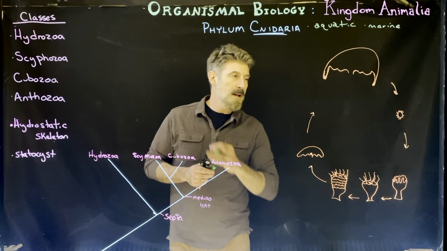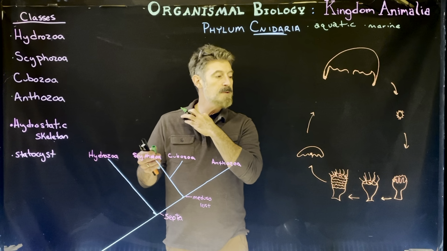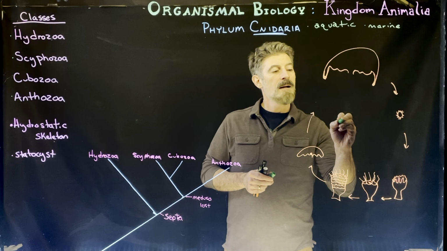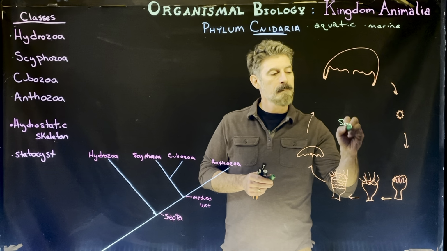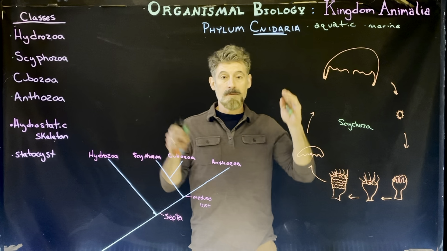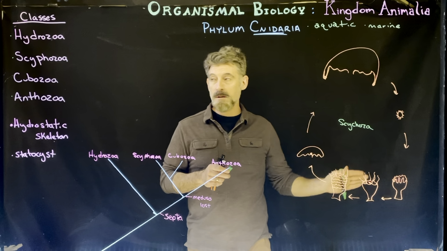So let's come back to the life cycle before we get into the groups. This is the general life cycle for a Scyphozoa. And these are actual classes. So we have kingdom, phylum, class, order, family, genus, species.